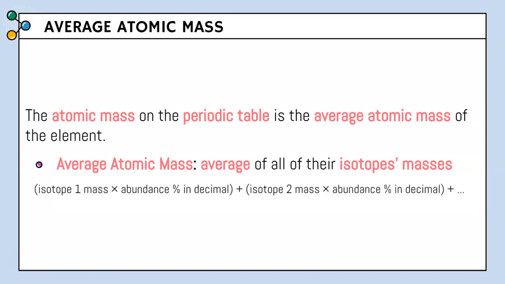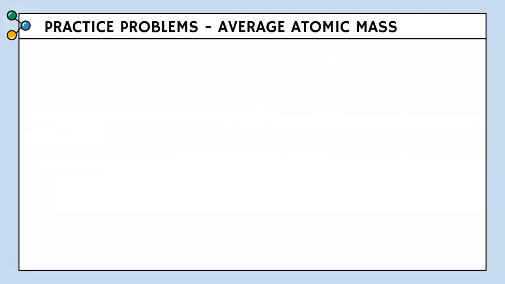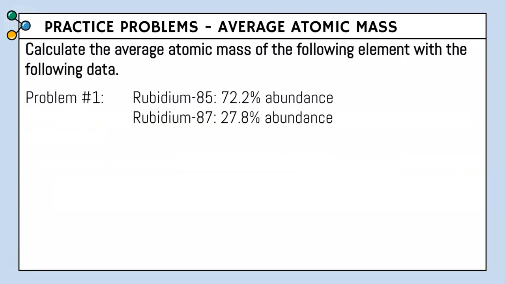And we use an equation. We pretty much do atomic mass 1 times the abundance percent in decimal plus the atomic mass 2 times the abundance percent in decimal, and we continue that for however many isotopes we have data for. So with that idea, let's go ahead and do practice problems.